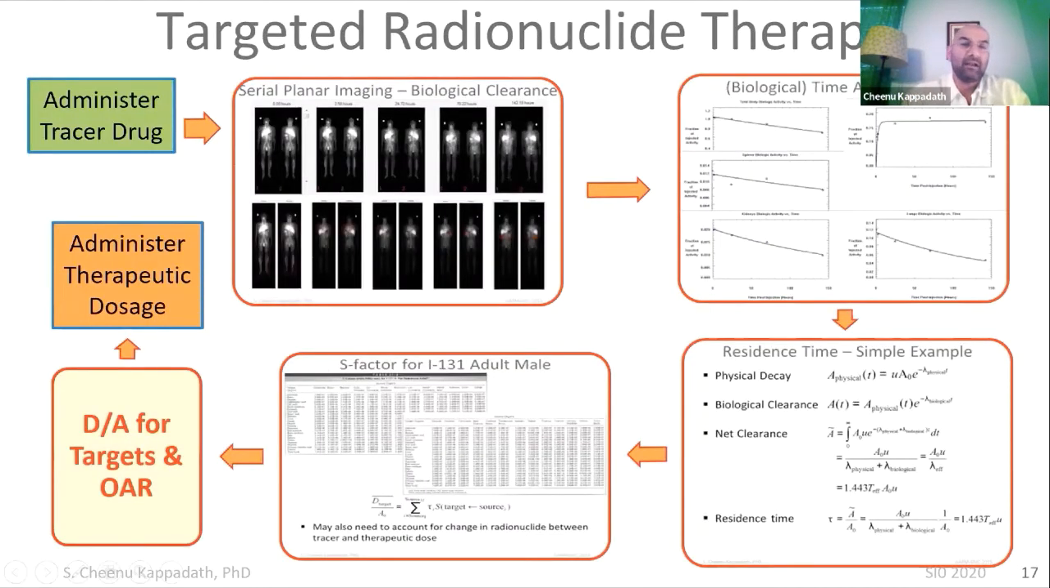When you look at a targeted radionuclide therapy, what we do is we administer a tracer drug, and then we do some sort of imaging of that tracer to see what is the biodistribution. Based on the biodistribution, we figure out what is the uptake and clearance, and then there's a lot of modeling that goes into figuring out how many disintegrations occur in the patient. Based on these disintegrations, we look up what is the dose from one organ to the other, and we come up with these dose per administered activity values for our target and organs at risk. And this is used to drive the administered activity dosage.